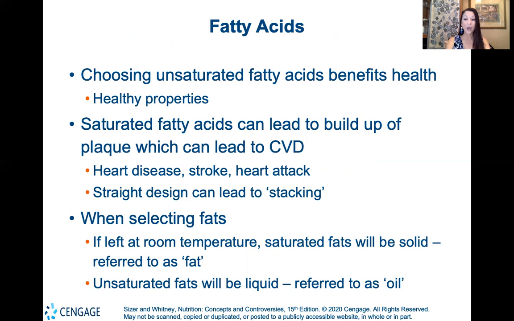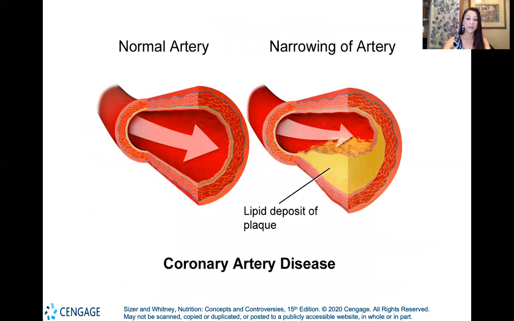It can stack up on itself and build up. This happens over a period of time, and eventually the buildup of plaque fills the arteries and prevents the flow of blood, as seen in this image here. This can lead to the development of cardiovascular disease and can increase the risk of stroke and heart attack.